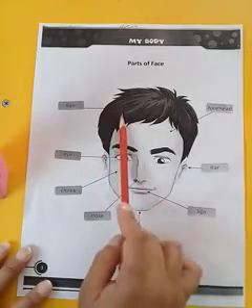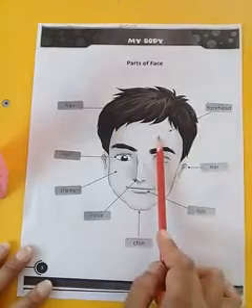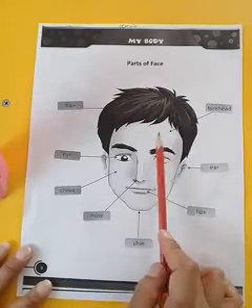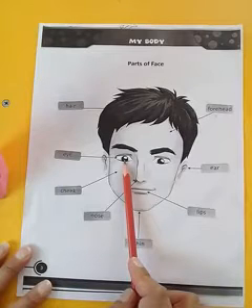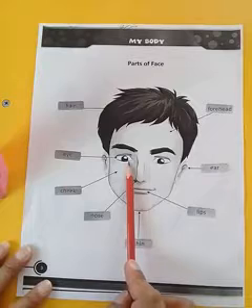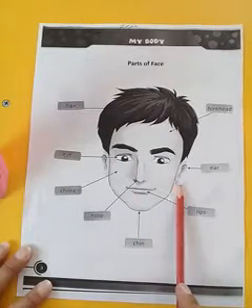Now students, touch your hairs. Where are your hairs? Forehead. Touch your forehead now. Eyes. Touch your eyes. We can see with our eyes. Ears. We can hear with the ears.